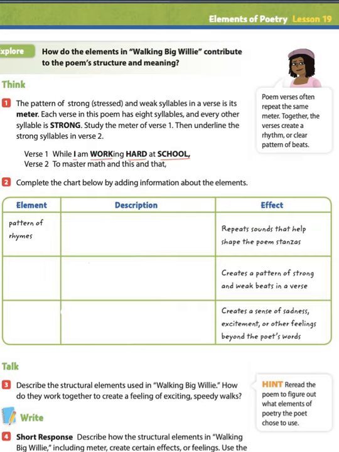Now I want you to fill in the chart below by adding information about the elements of poetry. For example, pattern of rhymes has an effect of repeated sounds that help shape the poem's stanzas. And I know that a description of rhyme is similar ending sounds in different verses or lines.